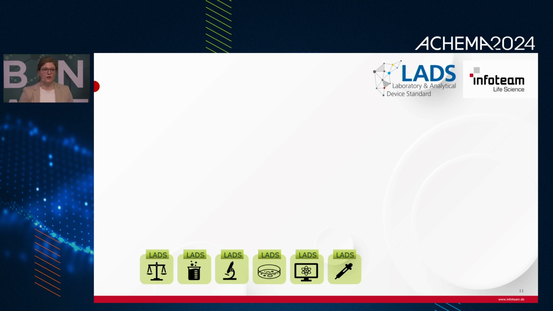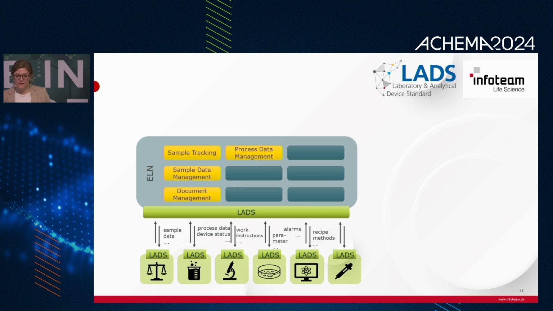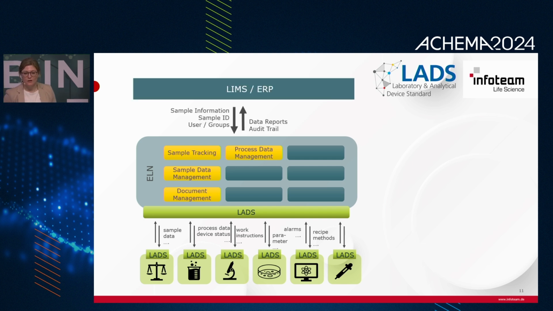So how does it now work in context and the interplay with other systems? So each device has its own LADS client, and then you have maybe an ELN or a middleware, which has a LADS server as well. And via these LADS interfaces, the data, like process data, work instructions, parameters, alarms, are exchanged. And then with your ELN or system, you can do your sample tracking, data management, process data management, and so on, and also exchange these data with your LIMS or ERP systems, where you can store your data, reports and audit trails.